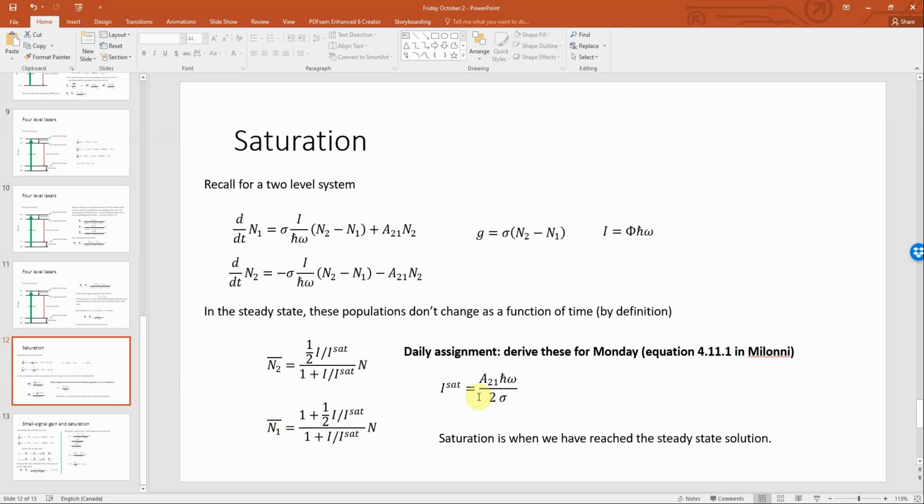Where the saturation intensity is this decay rate times the photon energy over 2 times the absorption cross-section. So if you don't understand how we got this, that's going to be your daily assignment for Monday.